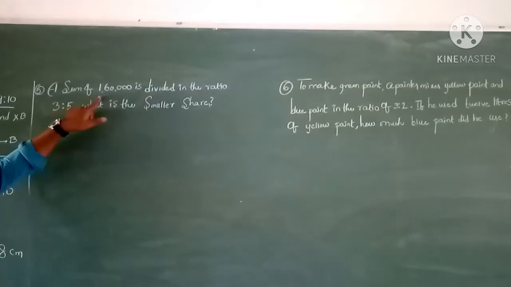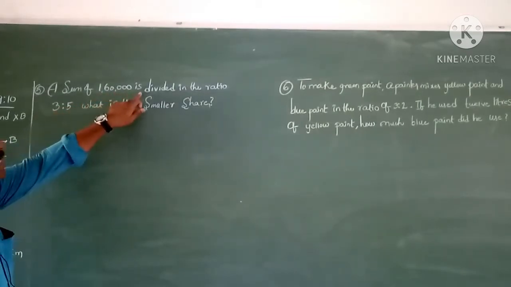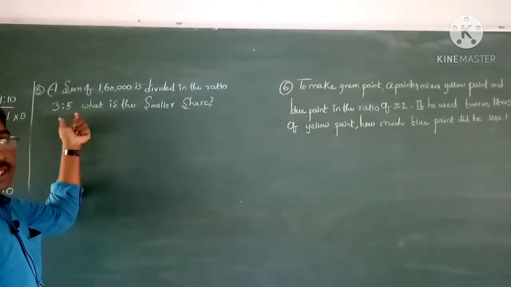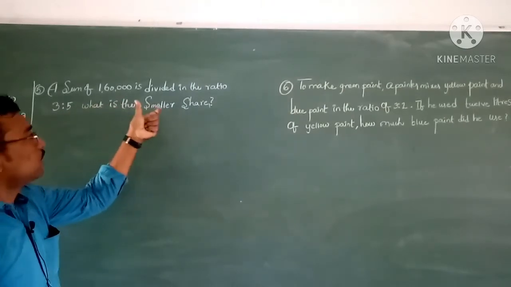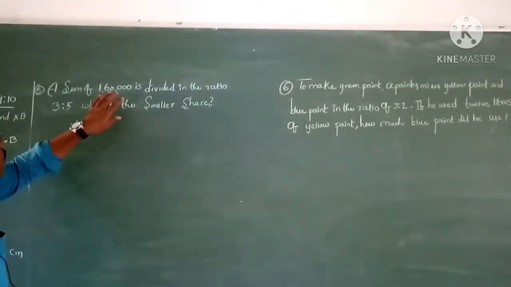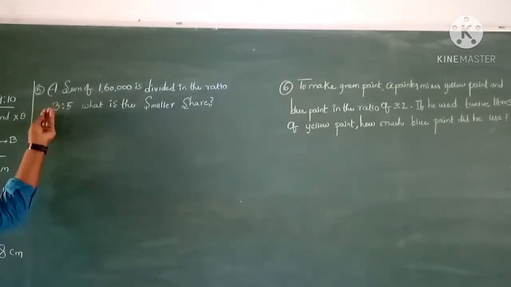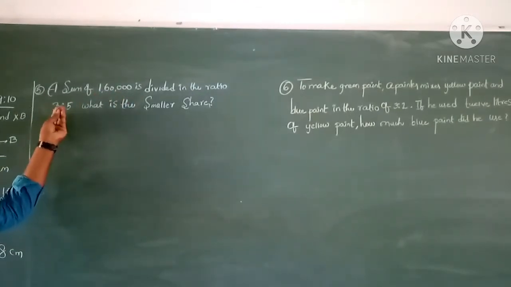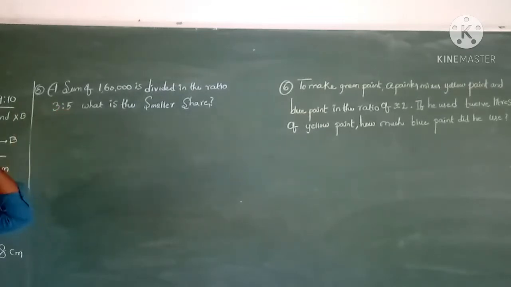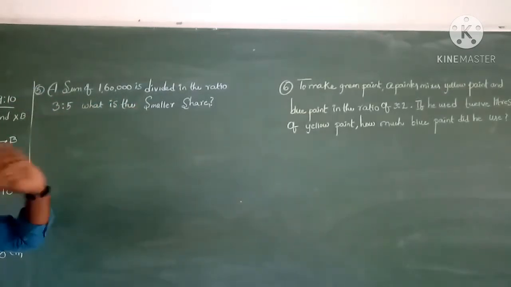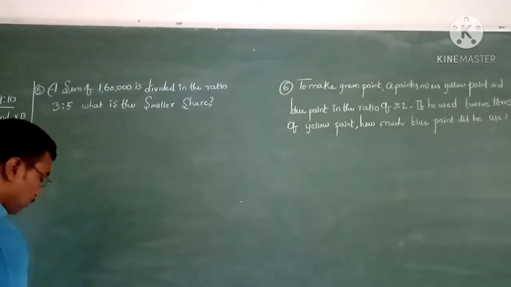One, a sum of 1,60,000 rupees is divided in the ratio 3:5. What is the smaller share? So this amount 1,60,000 rupees is divided into two parts, that is 3 parts and 5 parts. That is given in the form of the ratio 3:5. So what is the smaller share? What is the amount? So we have to see.